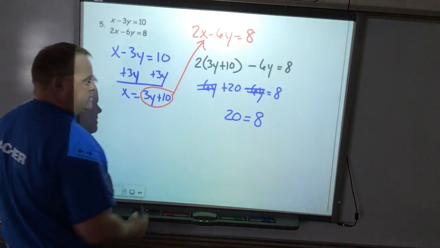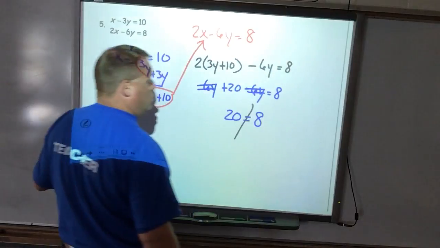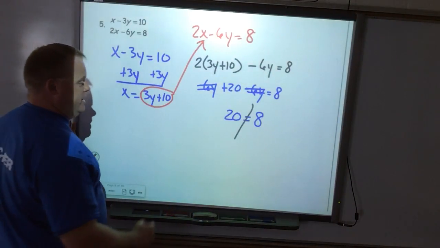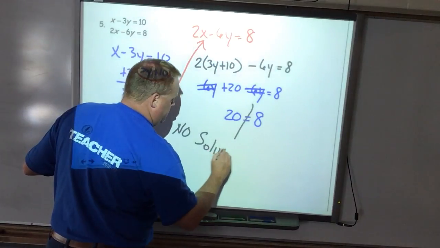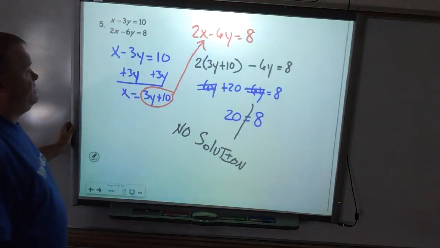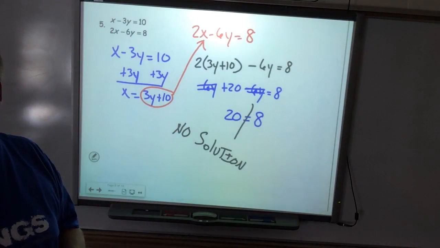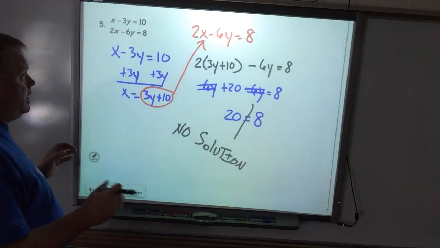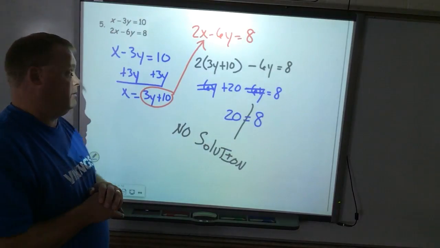Well, we know basic math, and we know that 20 does not equal 8. So this is going to be an example of no solution whatsoever. No solution, which means these two lines, these two equations, are parallel to each other. The lines, if we graph these, would be running parallel to each other.